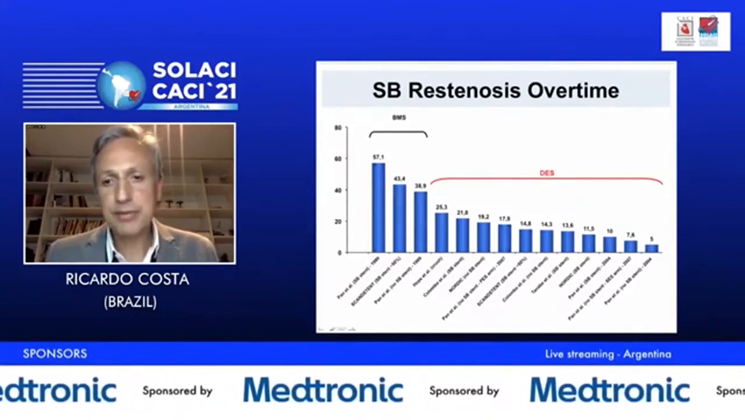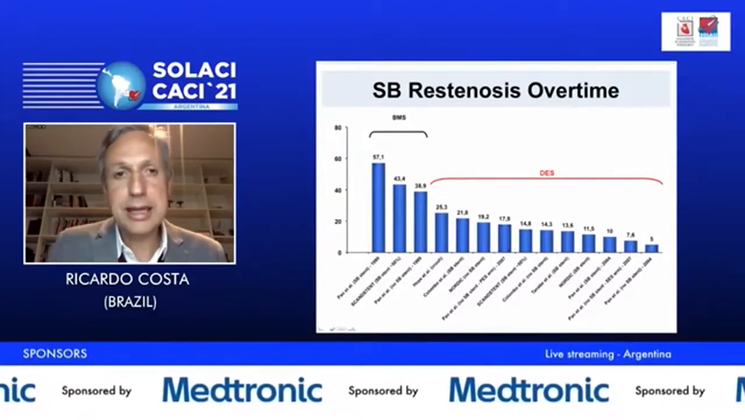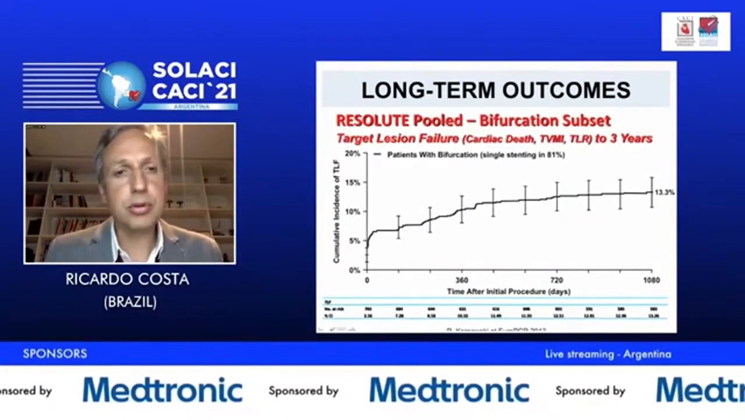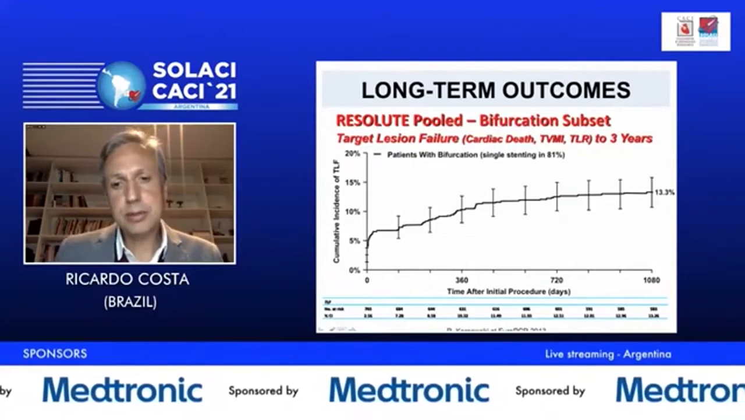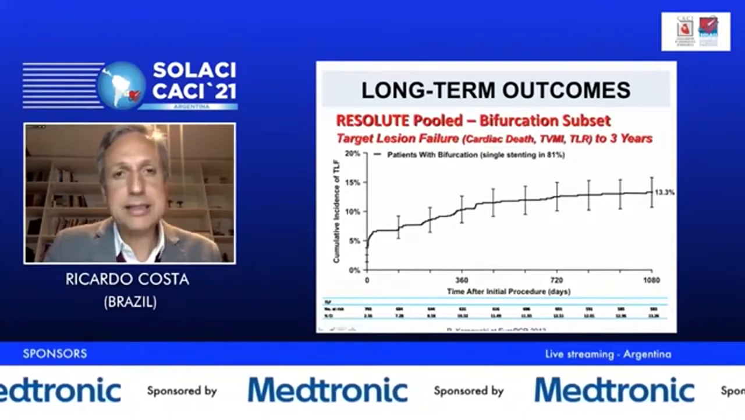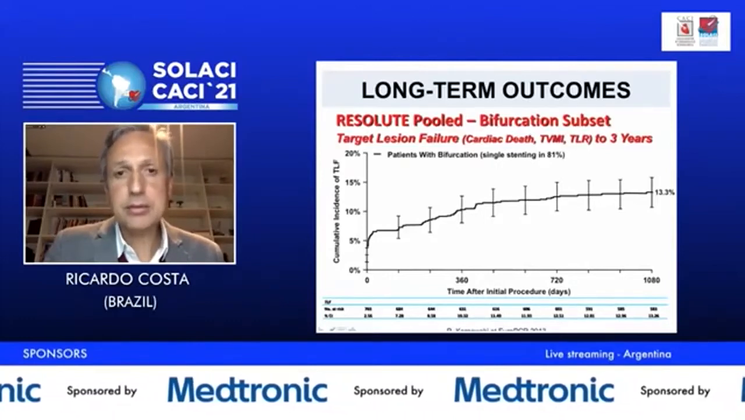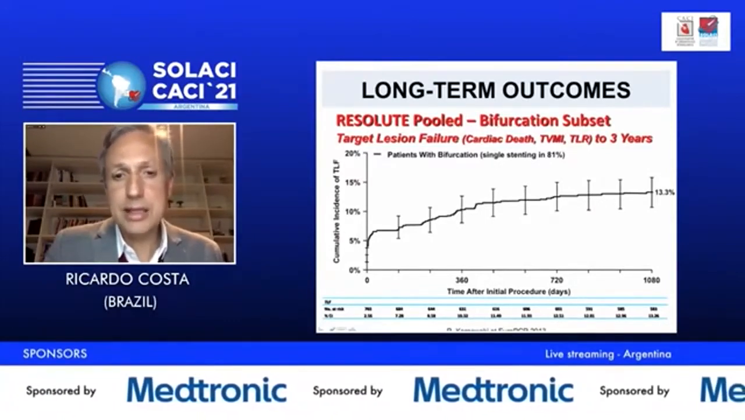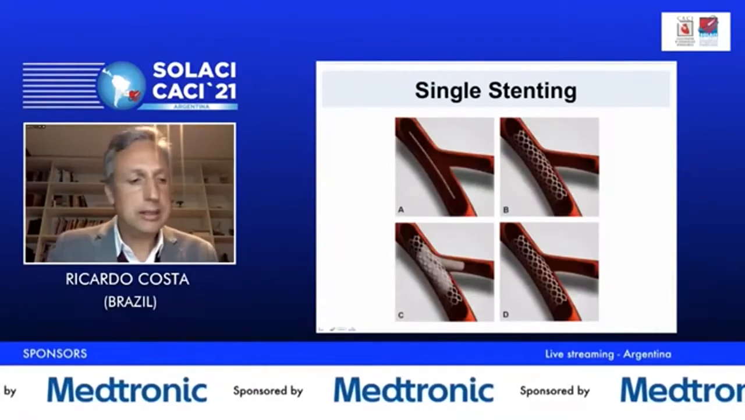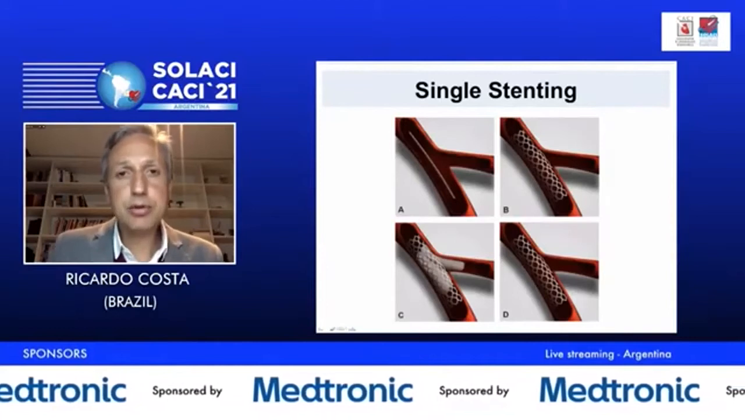And with DES and the evolution of the techniques, we see that the best results are given when we don't implant a stent in the side branch. Here, we have studies with Resolute stents that show, after 3 years, very good results with the primary, simple strategy, with stent implantation in 30% of the cases. This is the safety of treating bifurcations this way in our centers.